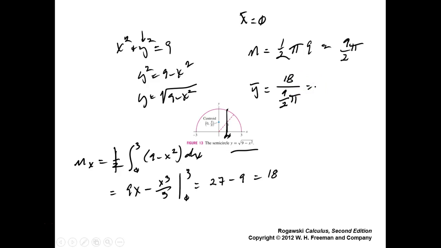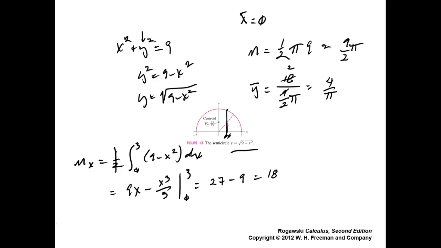Now, the 9 will go into 18 twice, right? Then flip the 2 over, and that gives you 4 over pi. And sure enough, that's exactly what we get. The y bar is equal to 4 over pi. Now, to get an idea of what that is, pi is about 3.14, so this would be 4/3, a little more than 1 up here. Remember, this is 3. That would be 1.5, so it would be less than 1.5 and greater than 1. So closer to 1. Okay, and that looks pretty reasonable.